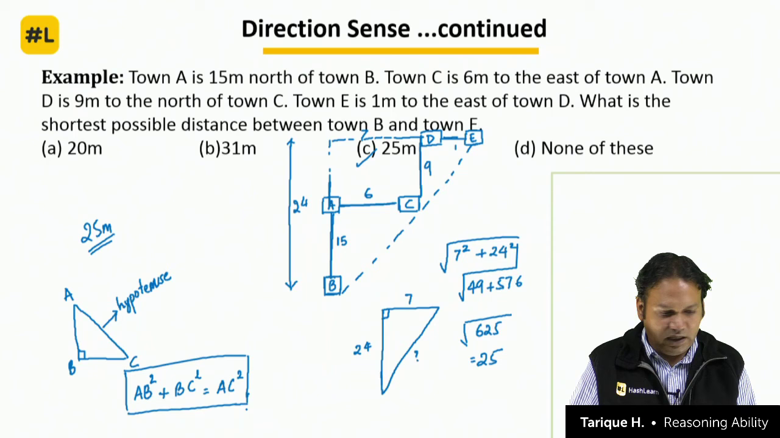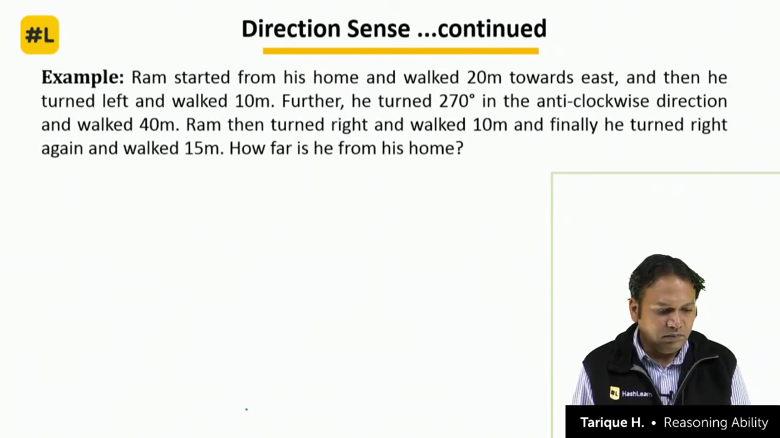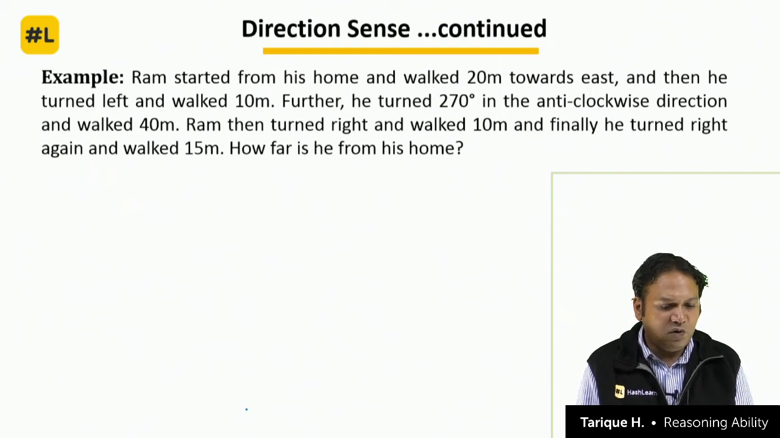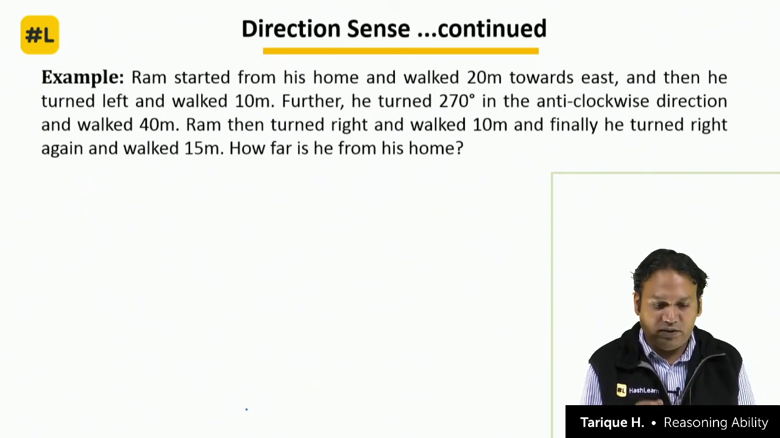Now, we will see the next example from direction sense. Ram started from his home and walked 20 meters towards east, and then he turned left and walked 10 meters. Further, he turned 270 degrees in the anti-clockwise direction and walked 40 meters. Ram then turned right and walked 10 meters, and finally he turned right again and walked 15 meters. How far is he from his home?